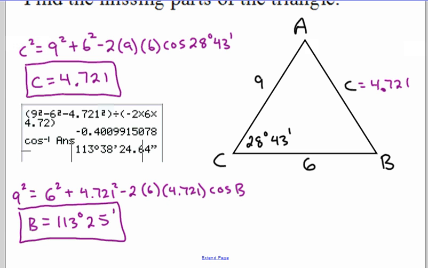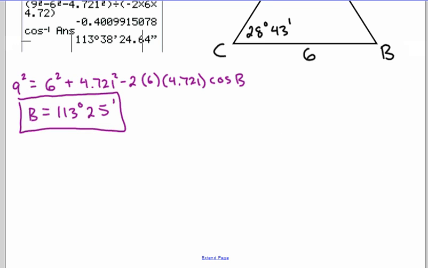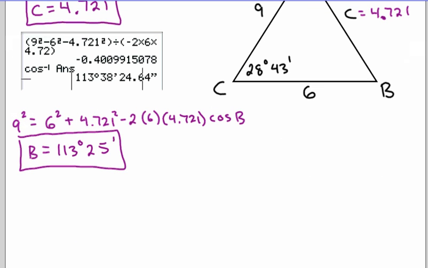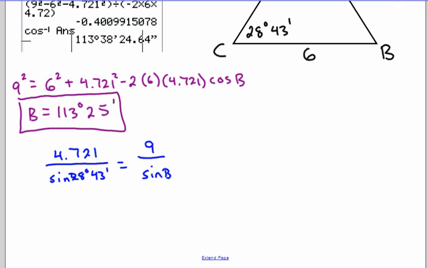Okay, now, if we'd used the law of sines to find angle B, right? Our side angle pair would be 4.721 over the sine of 28 degrees, 43 minutes, right? And then I'm trying to find B, that would equal 9 over the sine of B. So the sine of B would equal 9 times the sine of 28 degrees, 43 minutes, over 4.721.